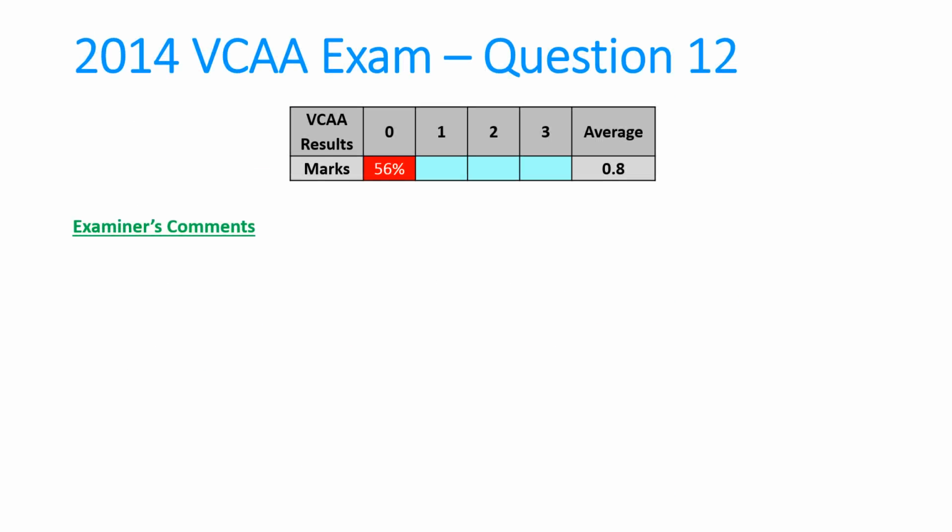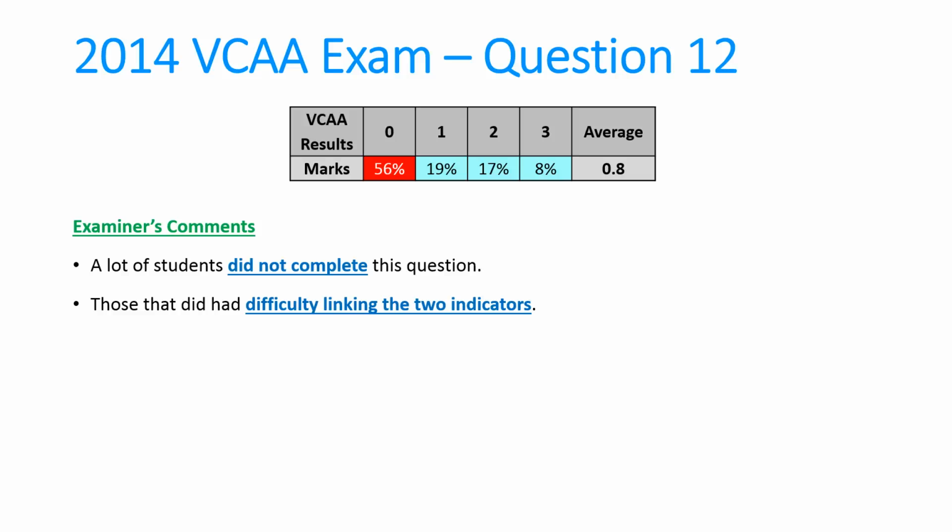Looking at the marks, very difficult. I mean, a lot of kids just wouldn't have finished or got to this as the very last question. At the top end, only 8% of the state got 3, which isn't too bad really because it's a really difficult question. And given that it was last, that's not a disaster. In terms of the examiner's comments, a lot of students didn't complete it. And the main issue was linking the two indicators. When one happens, it sort of affected the other. And that's how you really got 3 out of 3 for this.